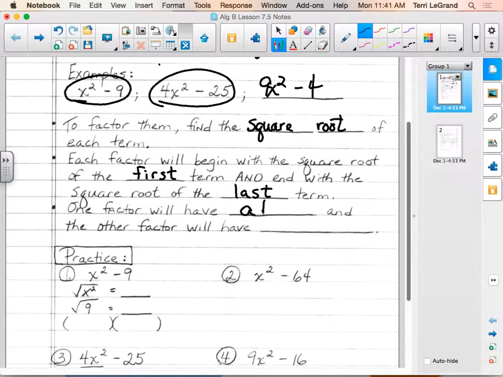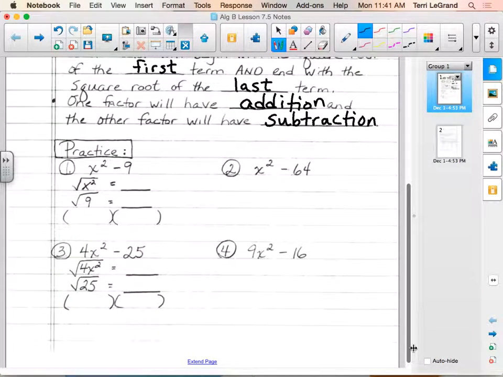One of them will have addition, and the other will have subtraction. So they're both going to start with the same thing, they're both going to end with the same thing. One's going to have addition in it, the other's going to have subtraction.